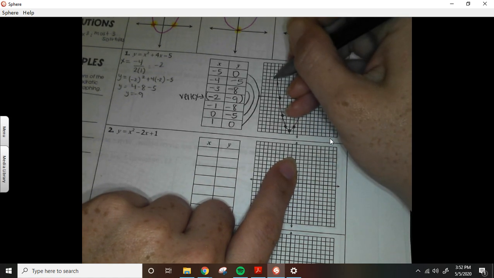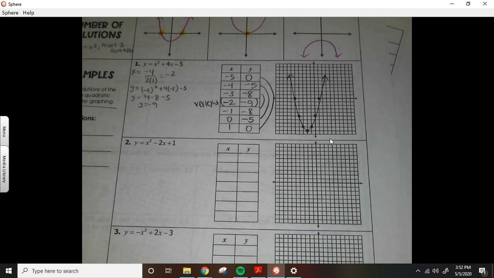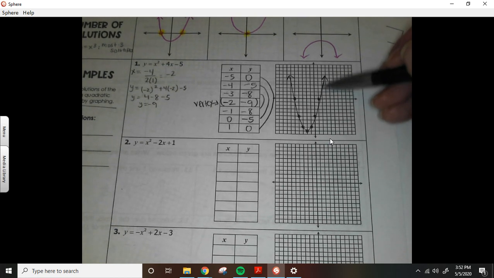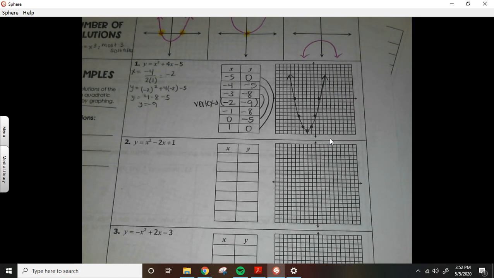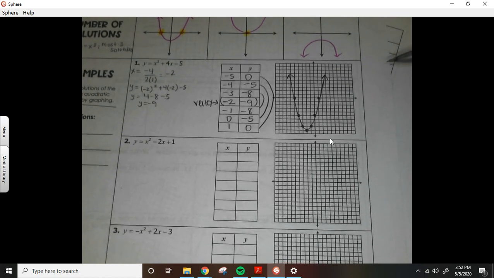This was not stretched or compressed because remember there's no a, and it's not reflected because this is a pretty darn perfect parabola, if I do say so myself. Except for this little part right here. But we're going to ignore that. That is almost perfect. Wow, I'm impressed. Okay, anyways, here's our parabola.